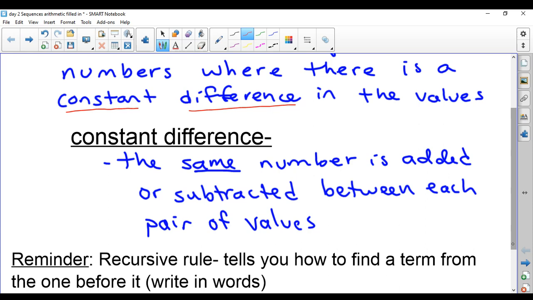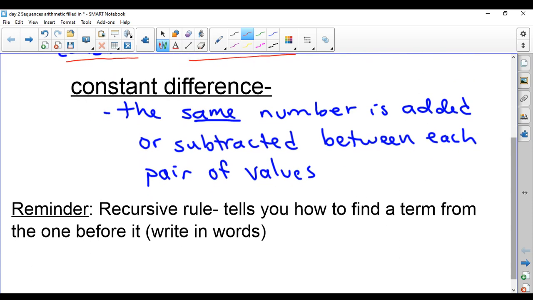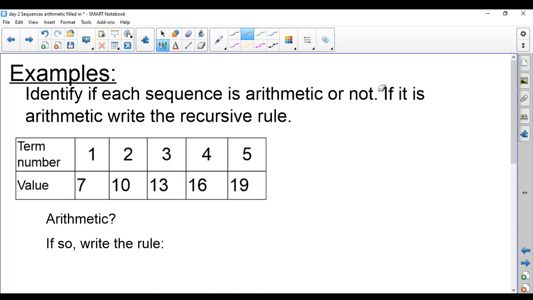As a reminder from the other day, a recursive rule tells you how to find a term from the one before it, and we're writing those in words. For example, we want to identify if the sequence is arithmetic or not. If it is arithmetic, we're going to write the recursive rule. So arithmetic means that the same number is added or subtracted, that there is a constant difference. So we need to look at each of the values and see how they are changing.